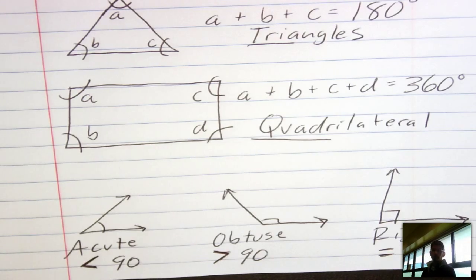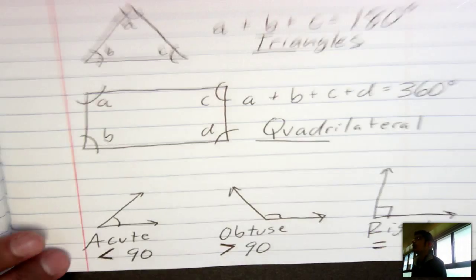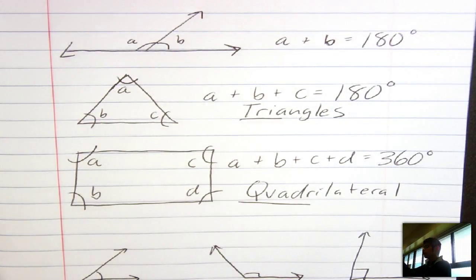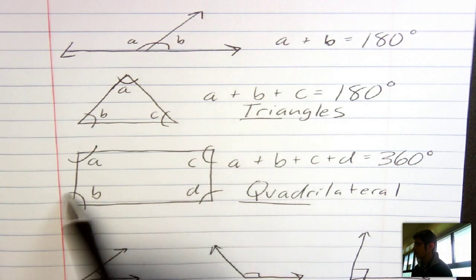Okay, so please copy these notes. Please don't lose them. You'll be using this information the rest of the week, especially the two important pieces of information here, that a triangle equals 180 degrees and that any quadrilateral equals 360 degrees. That means all of the angles will add up to equal those numbers.